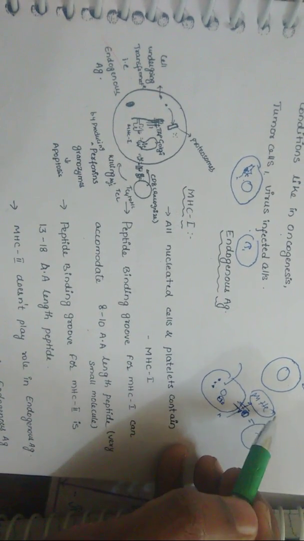MHC is of two types, MHC1 and MHC2, and now we are studying MHC1. What's written in our notes is that it is present in all nucleated cells and platelets. There is something called the peptide binding groove; for MHC1 it can accommodate 8 to 10 amino acid length peptides, very small molecules. The peptide binding groove for MHC2 takes 13 to 18 amino acid length peptides. MHC2 doesn't play a role in endogenous antigen, while MHC1 plays an important role in endogenous antigen processing.